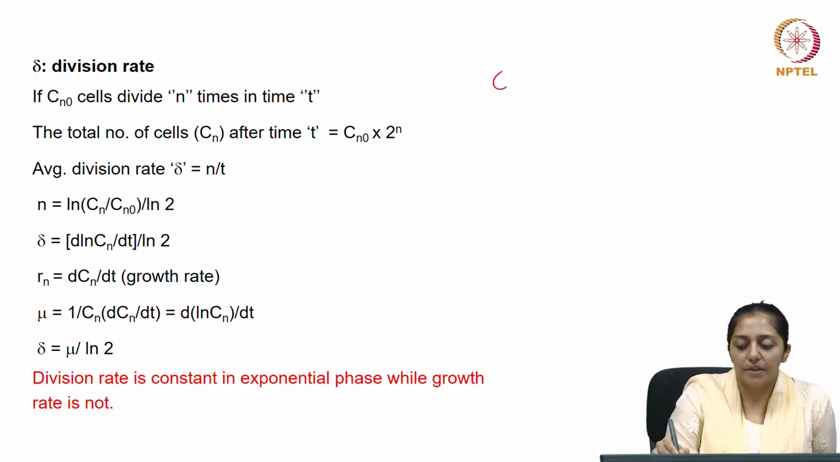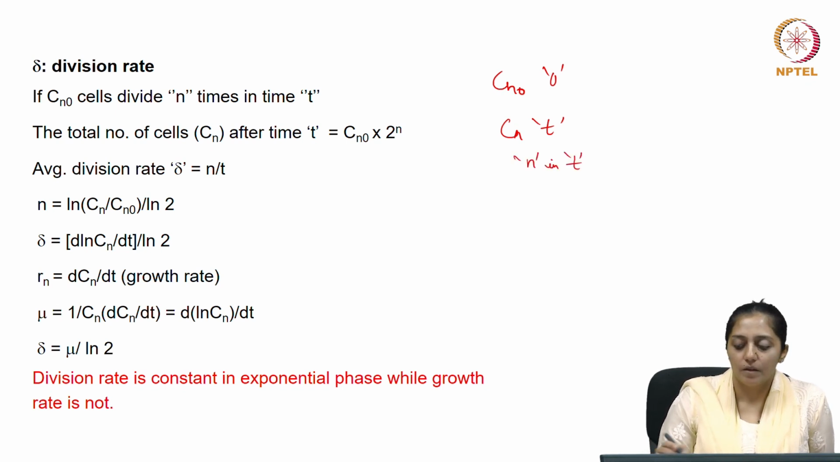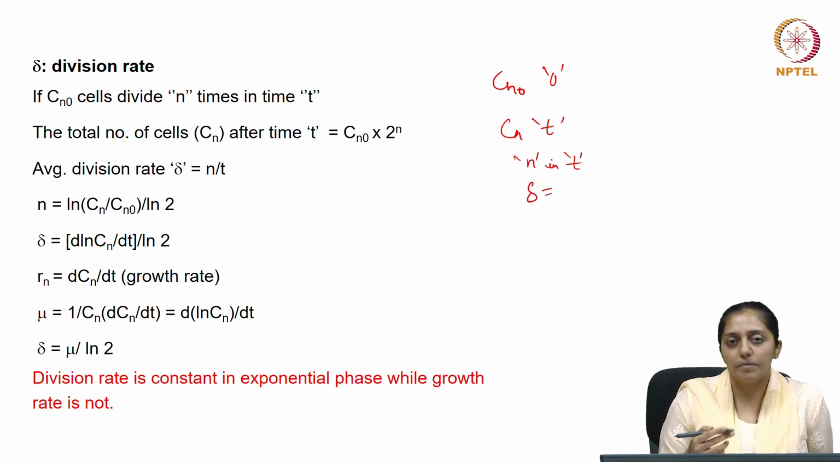So, the initial number is CN0. The total number of cells after time t is Cn. So, Cn is the cell number at time t, and we know that the cell divides n times in time t. So, what will be the division rate? Division rate is the number of times the cell is dividing per unit time. So, division rate is n by t.